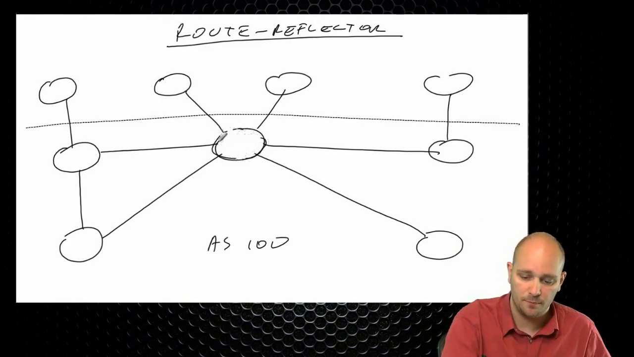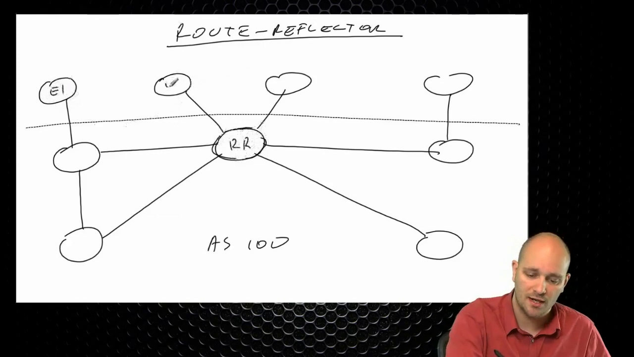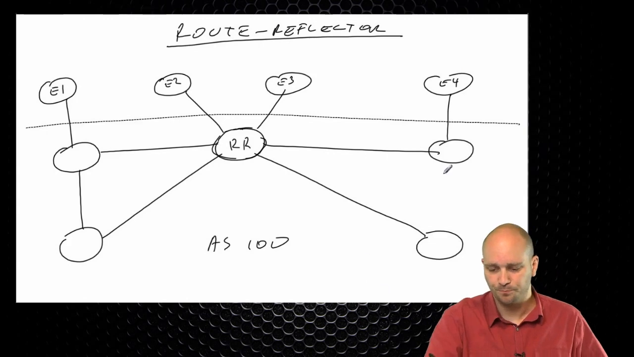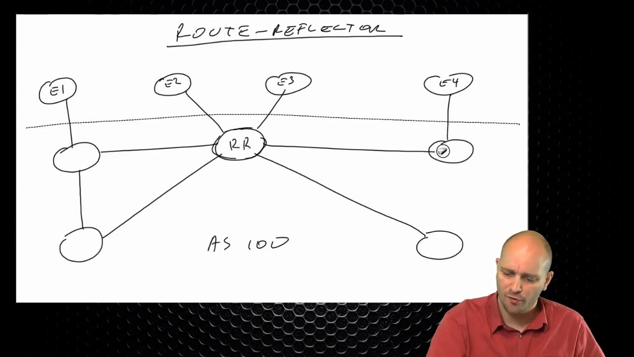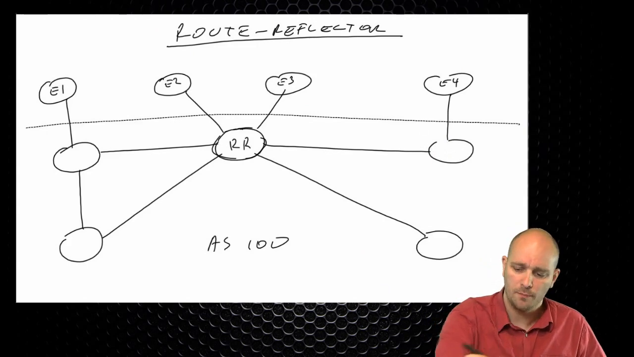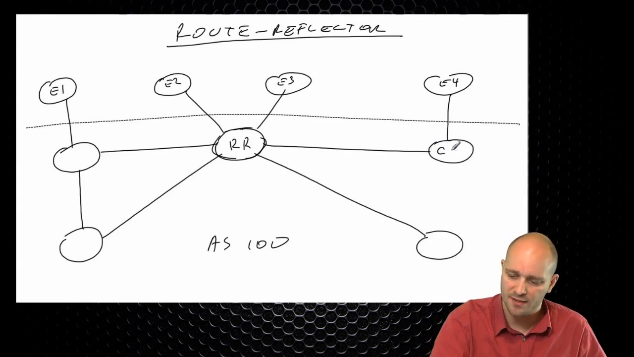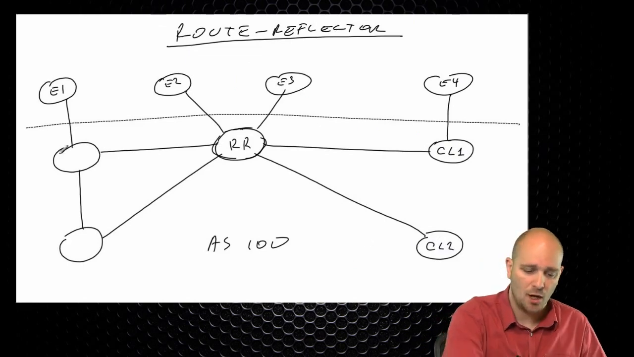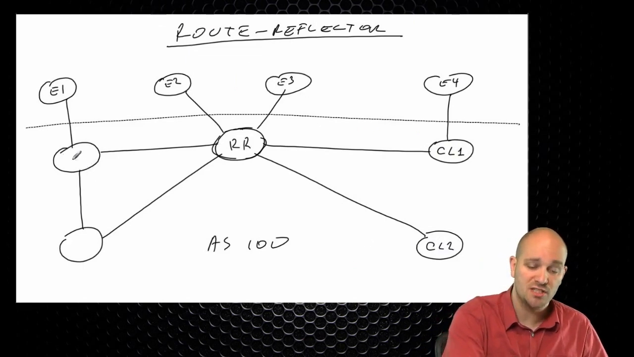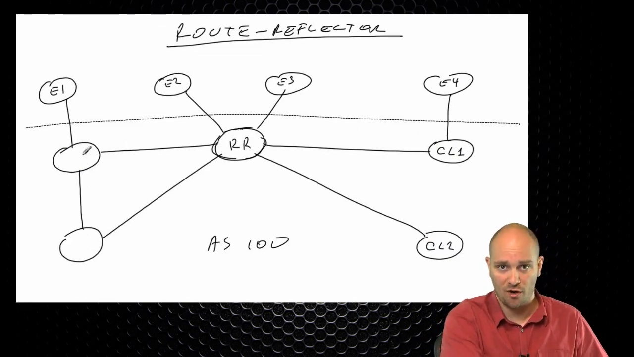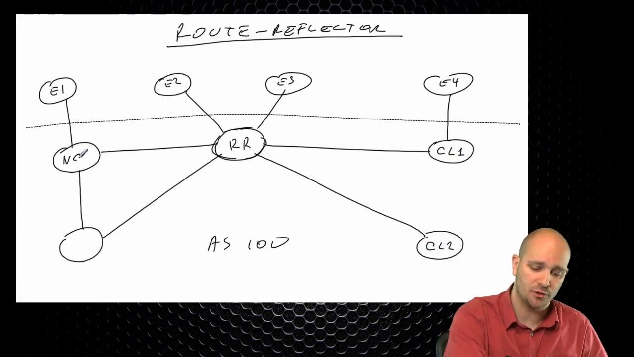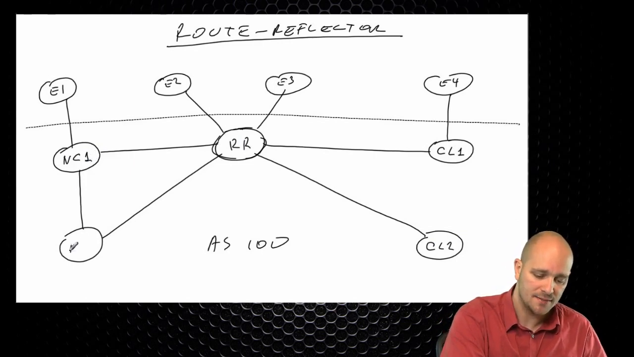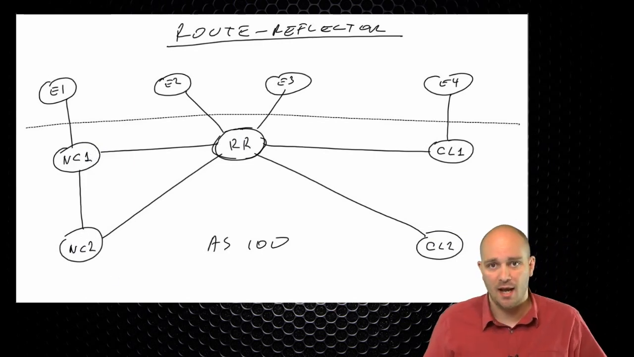So let me clean this up just a little bit. This is our route reflector. Let's say that this is external peer 1, external peer 2, external peer 3, and external peer 4. Now, from the perspective of the route reflector, we are going to configure these two routers here as clients. So this is going to be client number 1, and this is going to be client number 2. Now, these two routers here are just regular IBGP peers of our route reflector. In route reflector terminology, these are called non-clients. So I'm going to call them NC1 and NC2.